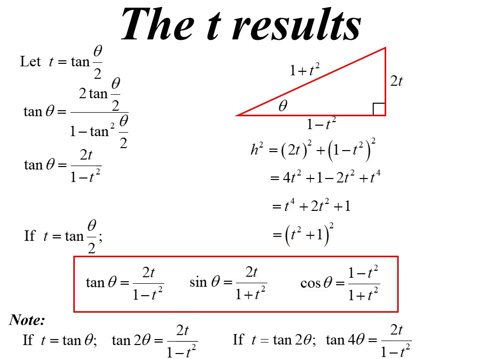And that's why you think of these things not as 2 theta results and theta on 2 results. Think of them as double the angle or half the angle, whatever you're working with. I want to double it, I want to halve it. So in that case, tan 4 theta would be 2t on 1 minus t squared. The t result doesn't change. All right, let's play with some.